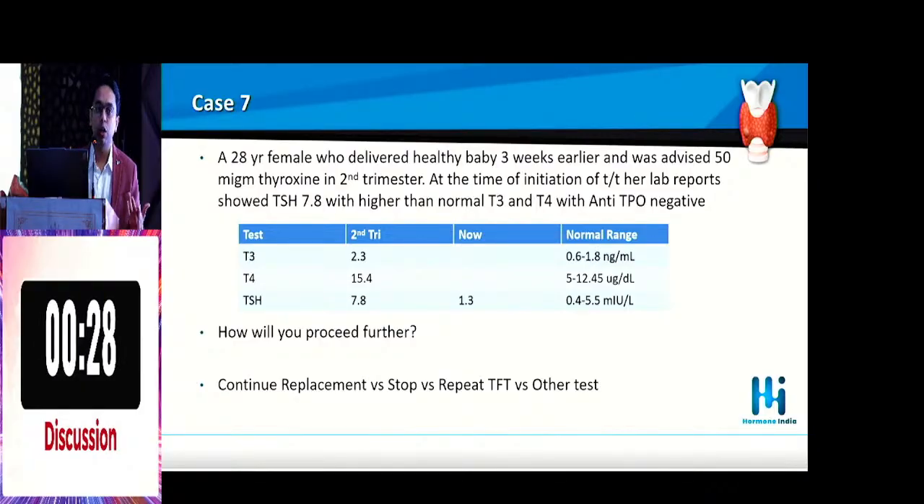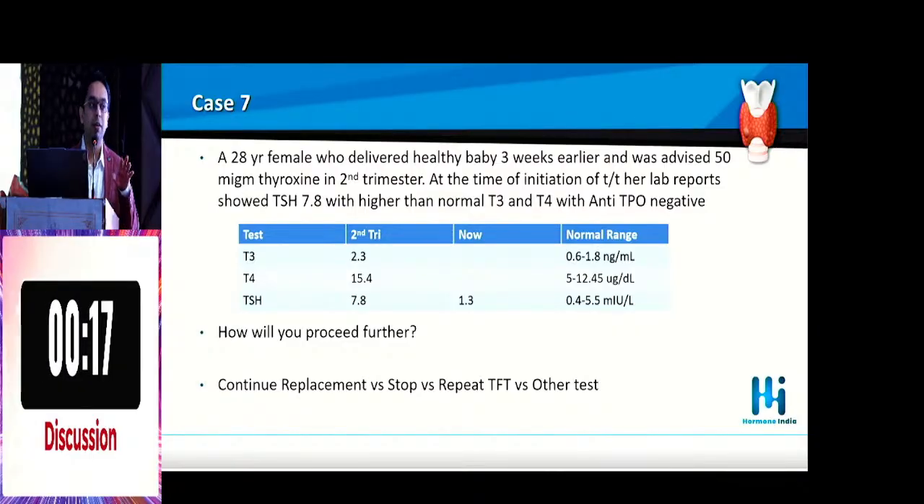So now what do you want? Do you want to continue treatment, replace treatment, stop treatment? What do you want? How many want to stop treatment? Okay, quite a few. How many want to continue treatment? Again, quite a few. How many want some other test? Any test is okay, whatever you want.